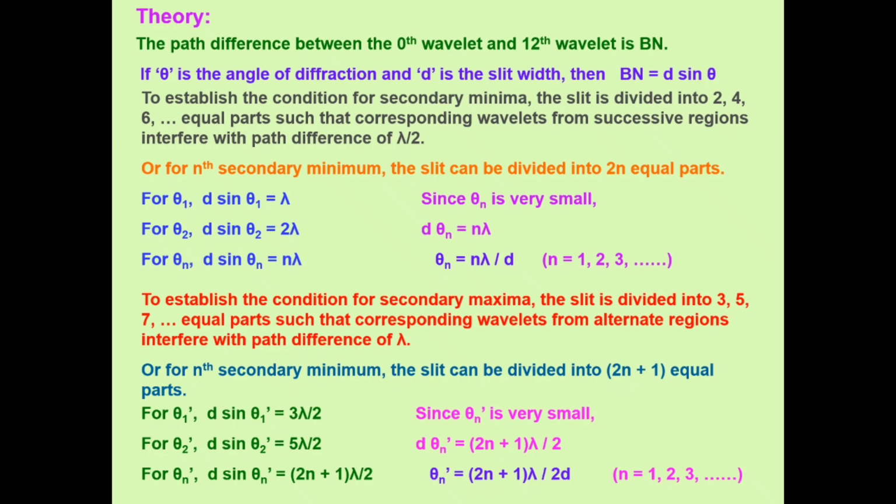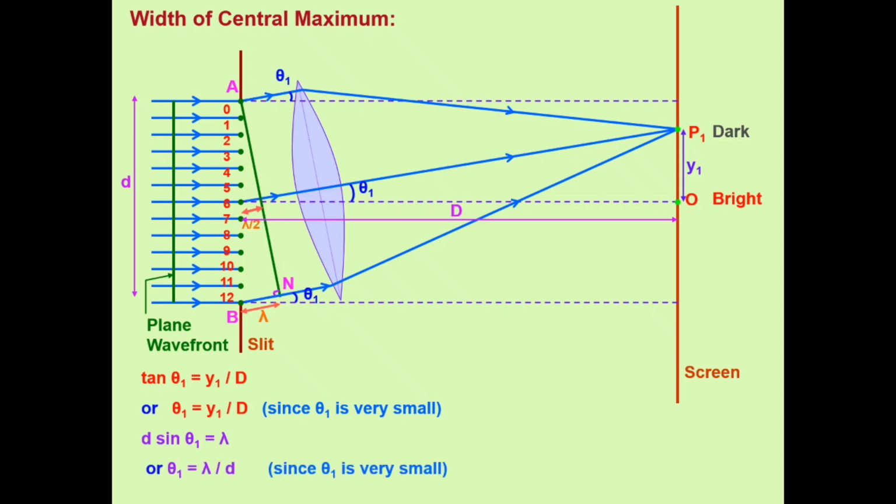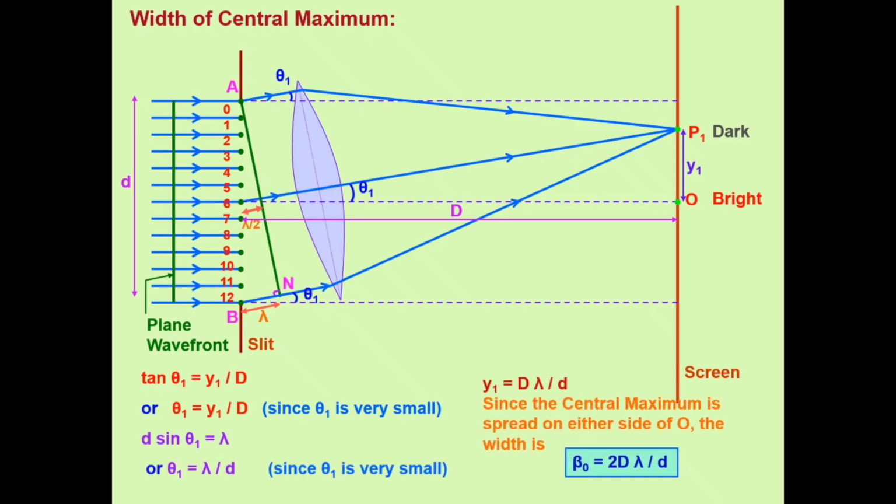Here the angle is very small, so sine theta equals theta and cos theta equals 1. We just put this value in and get the result. For the width of the central maxima, you can use this formula or you can look at the diffraction pattern.